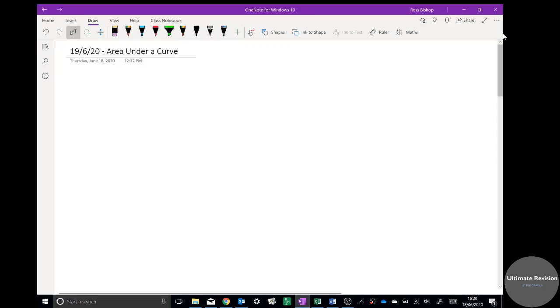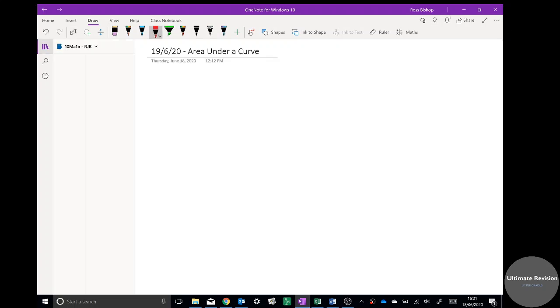Okay, guys, happy Friday. We're moving on to a different topic. It's a similar sort of topic. It's looking at graphs, but rather than gradients, we're looking at the area under a curve today. But before we start that, there's some useful things we need to know. So, put a title: area under curve.